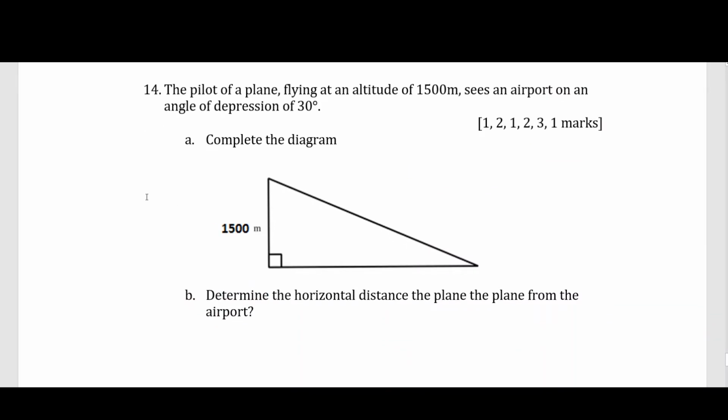The pilot of a plane flying at an altitude of 1,500 meters sees an airport at an angle of depression of 30 degrees. So complete the diagram. So here's our angle of depression. It comes from the horizontal. So 30 degrees going down there. So if that's 30, then in here, 90 take 30 leaves us with 60 degrees. Okay, and there is 60. And determine the horizontal distance to the plane from the airport.